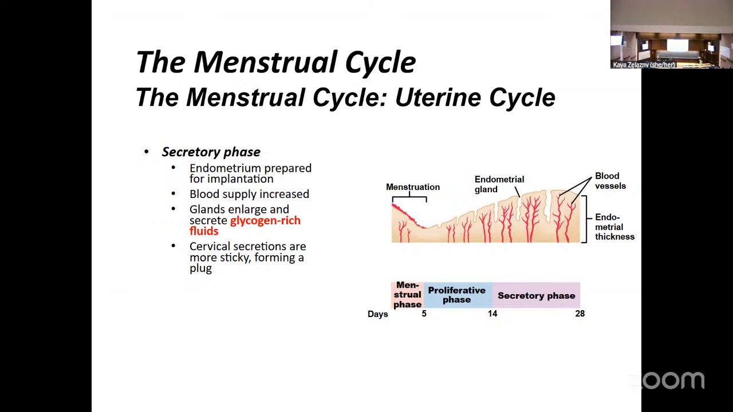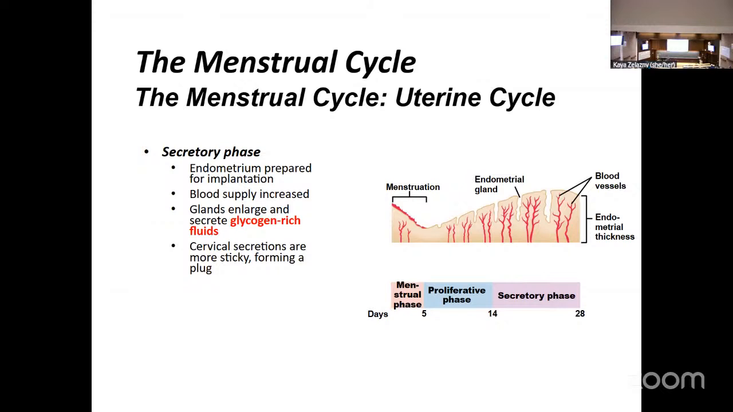So those glands now are going to be secreting a fluid that's rich in glycogen. If you remember, we've mentioned glycogen before, but in different contexts, right? But glycogen is definitely a carbohydrate, but basically it's a bunch of glucose linked together, right? So this is potential fuel. If we have a fertilized egg implant, it's going to need something to fuel its growth. So that's why we have this glycogen-rich fluid coming out of the glands in the secretory phase, because this would be an energy source if we have fertilization occur and we have an embryo start to grow.